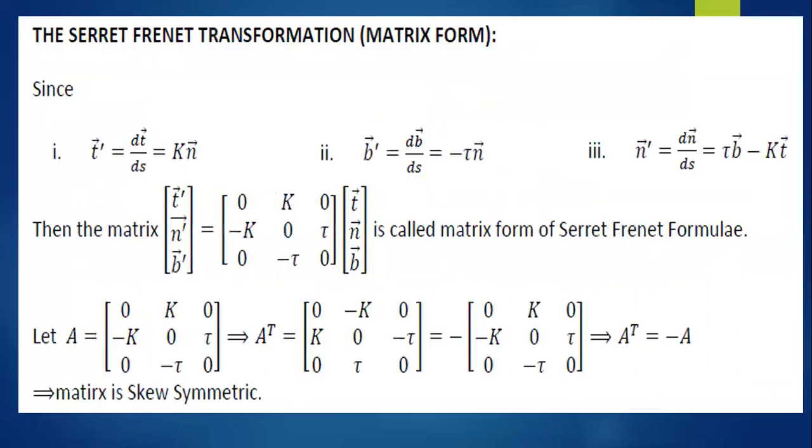The next topic is the Serret-Frenet transformation matrix. We have three formulas for this one. T prime is equal to kappa N, B prime is equal to minus tau N, and N prime is equal to tau B minus kappa T. Then for the matrix, we write them in cyclic order: T prime, N prime, B prime is equal to.